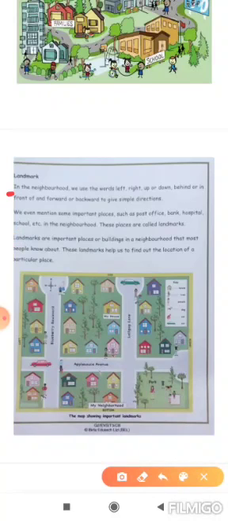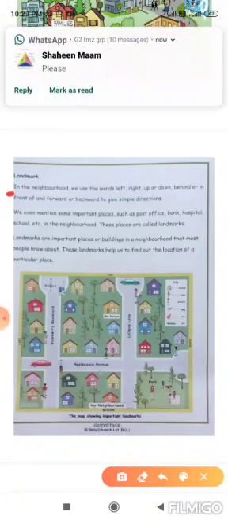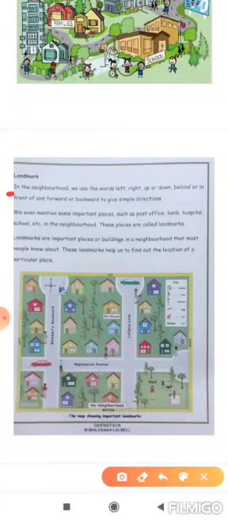Landmark. In the neighborhood, we use the words left, right, up or down, behind or in front of, and forward or backward to give simple directions. If we want to give a direction to somebody, we use these types of words, like left. If I ask you where is your home, you will tell me that ma'am, my house is behind police station. My house is behind hospital. My house is in front of hospital. We use these kinds of words.